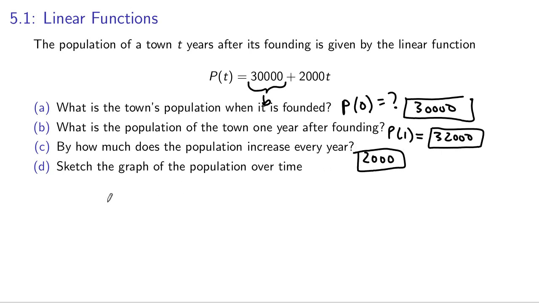Sketch the graph of the population over time. We could use graph paper, but since it says sketch, we'll just draw, as best we can, some straight lines for our axes. It doesn't make any sense for the population to be negative or for time to be negative, so we're only going to graph the first quadrant. Here's time t. Here's population, p(t). When the town is founded, there are 30,000 people.